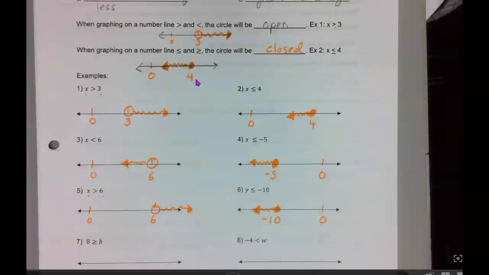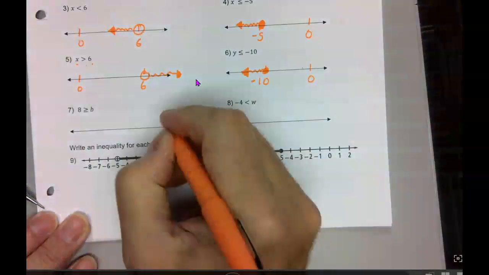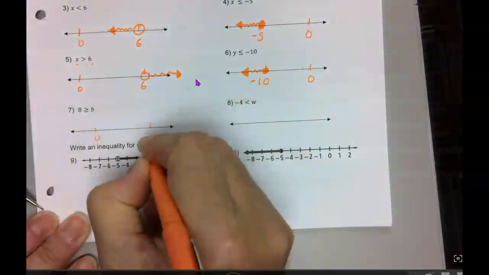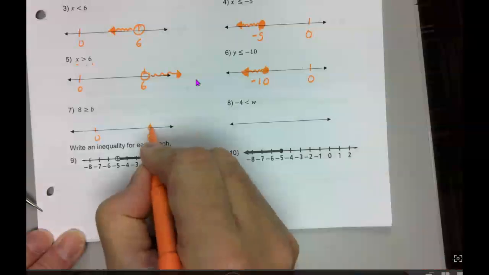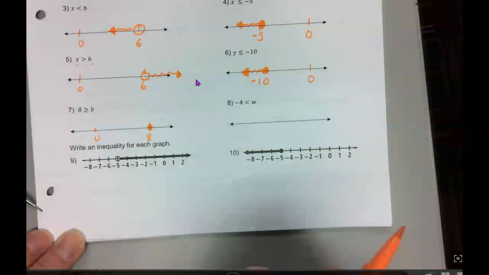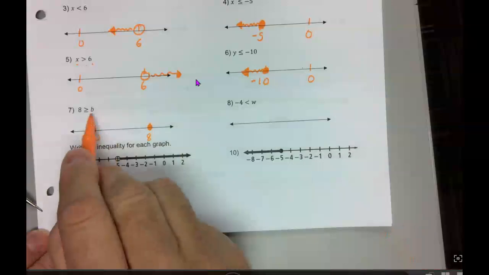Okay? B is, see they have B going the other direction now, don't they? Does everybody see that? So, I'm going to go 0 here, 8, closed or open circle? Closed. Correct? And it says B is less than 8.